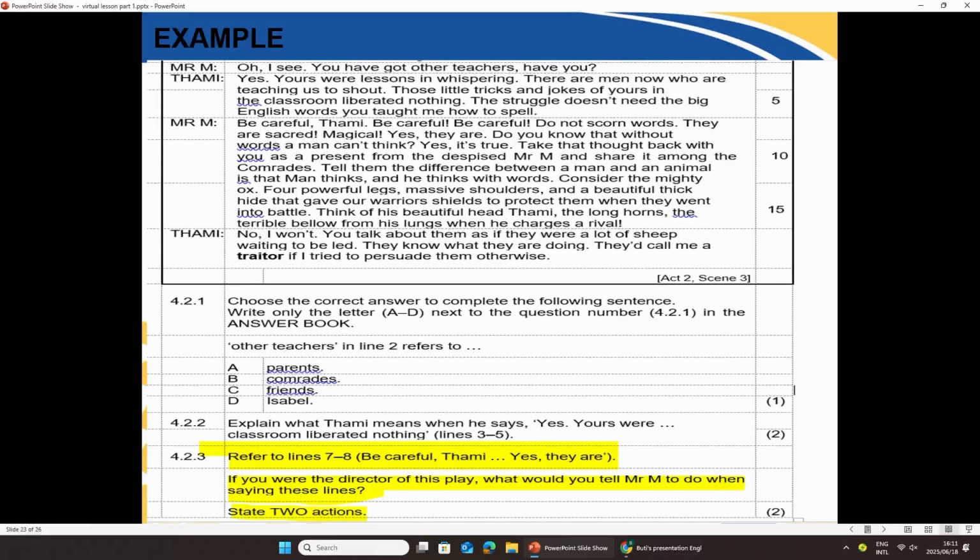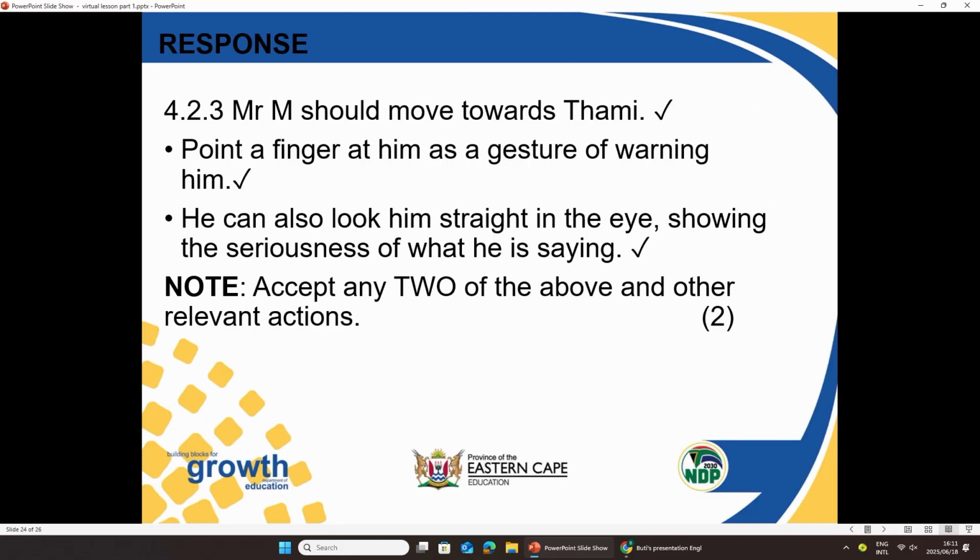Now you are asked to state two actions, and there you are also guided by the word action, which means that you should write what Mr. M should do. Right, so the response there, Mr. M should move towards Tammy. Can you say that is a movement? Yes, that's a movement. Mr. M is moving towards Tammy because he is saying, be careful.